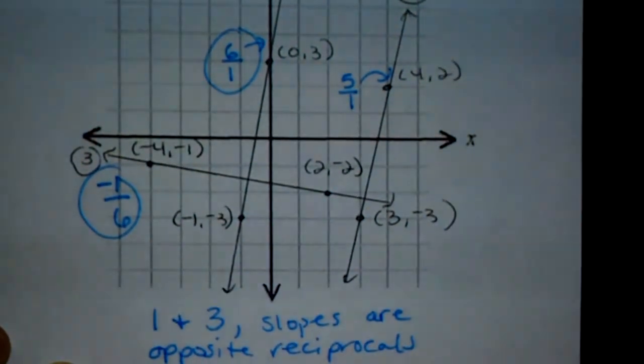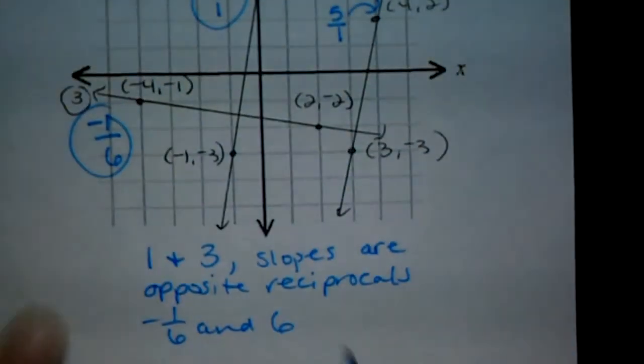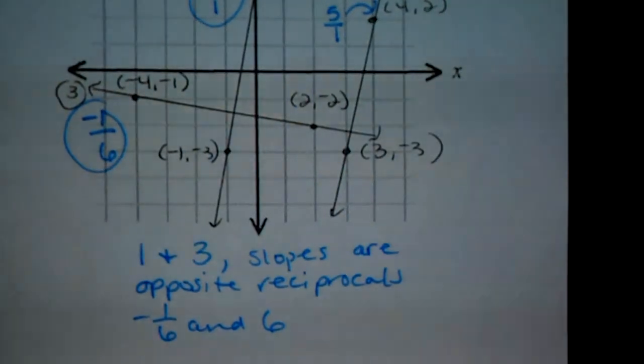I'm going to list them. Negative 1/6 and 6. That's it. Short and sweet little lesson today.